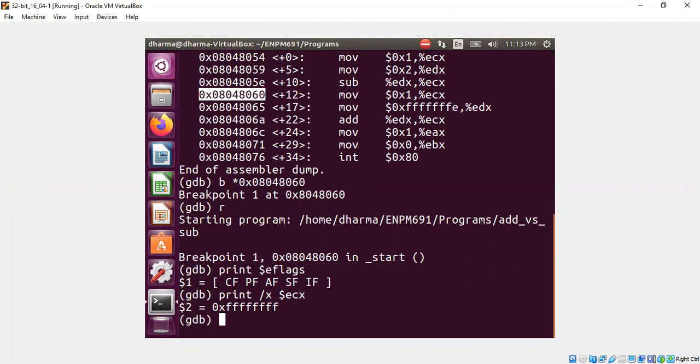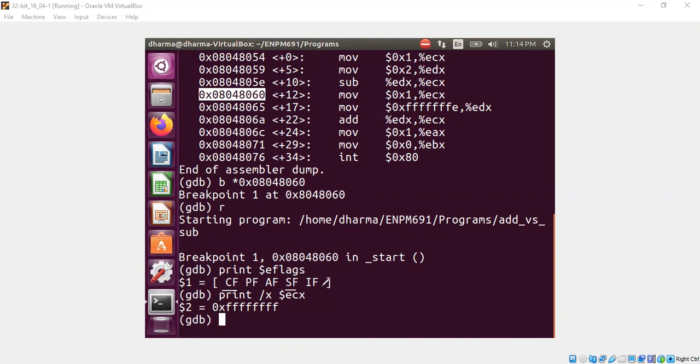But look at the flags that are enabled after the 1 minus 2 expression. The carry flag is enabled. Okay, we don't care about the parity flag and adjust flag for now. The sign flag is also enabled. The interrupt flag is not interesting for us for this portion of the discussion.